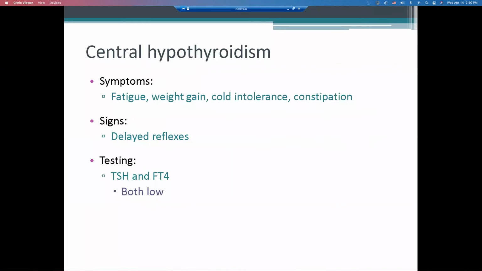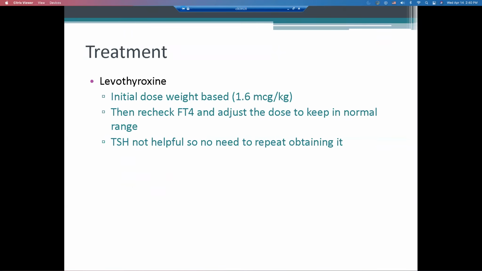Now, what do you see in Hashimoto thyroiditis, for example? Primary hypothyroidism: you see that the TSH is very high, but the free T4 is low. So that's how we distinguish between primary and secondary hypothyroidism. Hashimoto is a cause for primary hypothyroidism. A large pituitary tumor or destructive tumor in the sellar area is a cause for secondary hypothyroidism. So the treatment is levothyroxine.